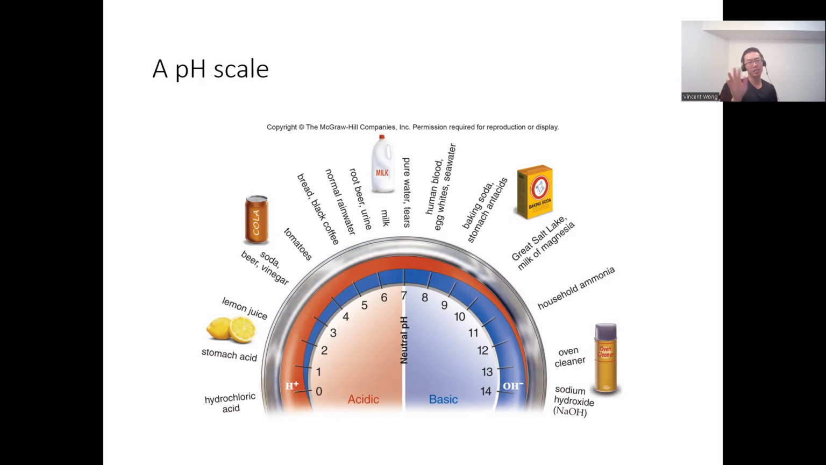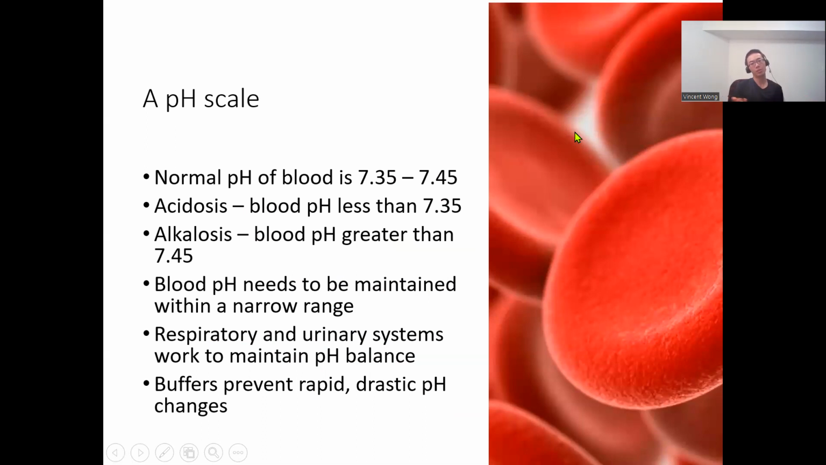Our blood is about 7.35 on the pH scale. And this gives you a bunch of examples of what the pH values are. So normal blood pH, as I told you, is about 7.35 to 7.45. It's a very narrow range that is compatible with life. If you have too much acid in the blood, then the condition is called acidosis. When you have the suffix osis, it means too much of it in the blood. So acidosis is too much acid in the blood, and that happens when it's less than 7.35.